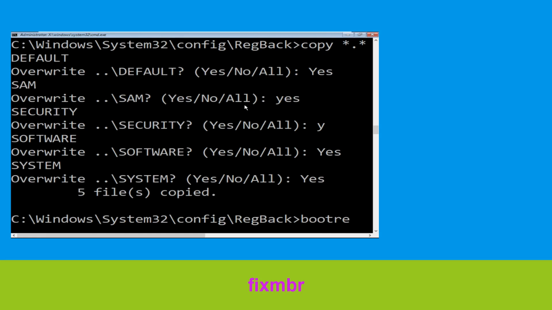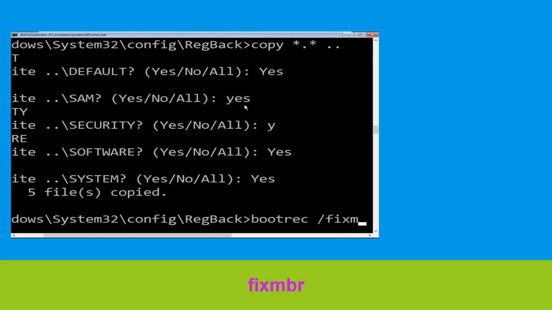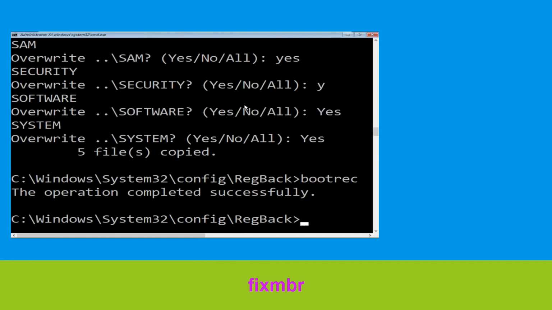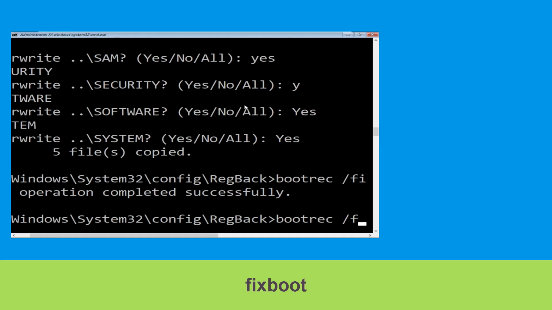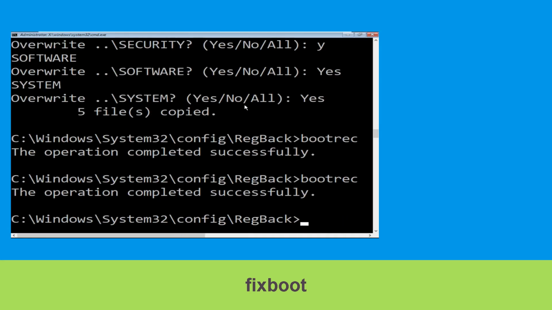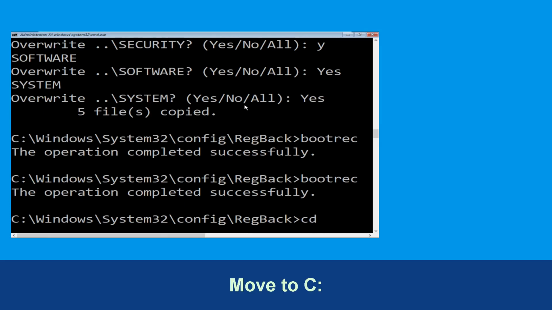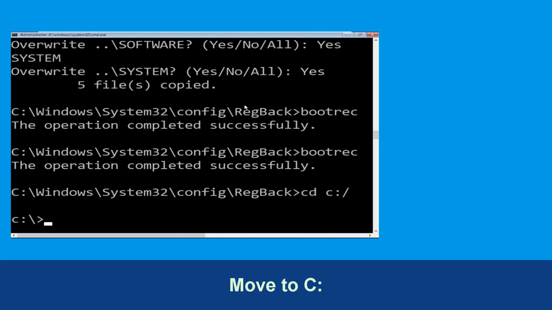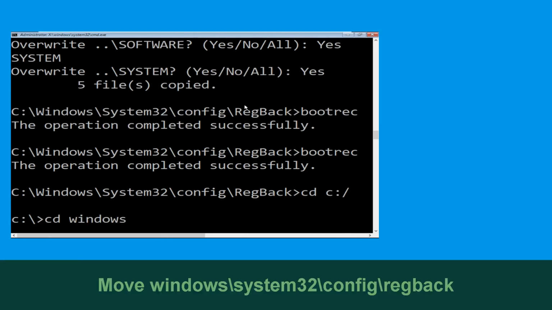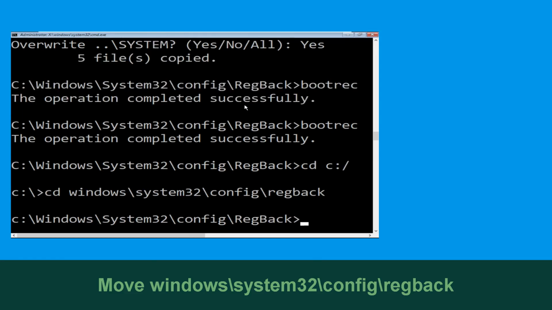Now type bootrec /fixmbr and simply hit enter. Type bootrec /fixboot and hit enter. Now type in cd c:/ and simply hit enter to execute the command. Now type this command: cd windows/system32/config/regback and simply hit enter to execute the command.